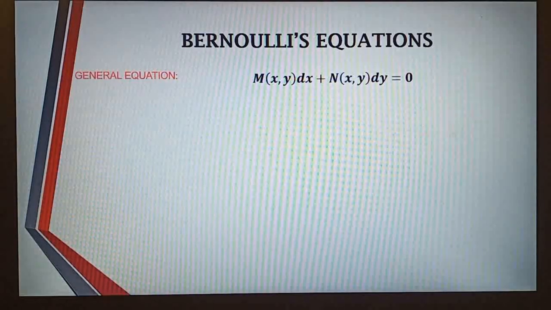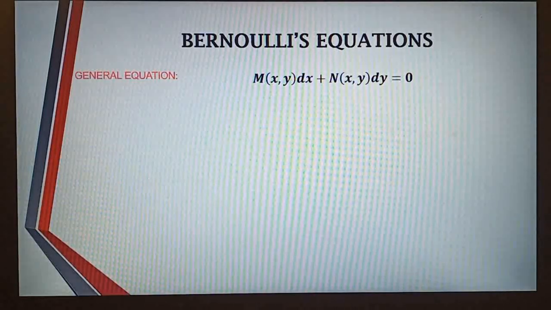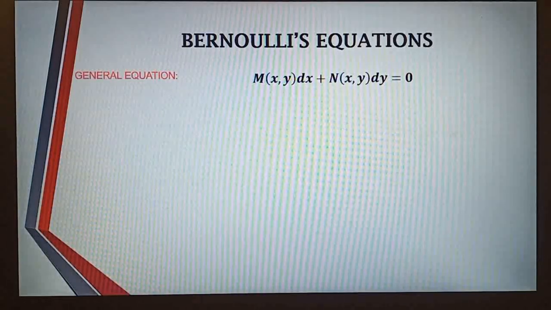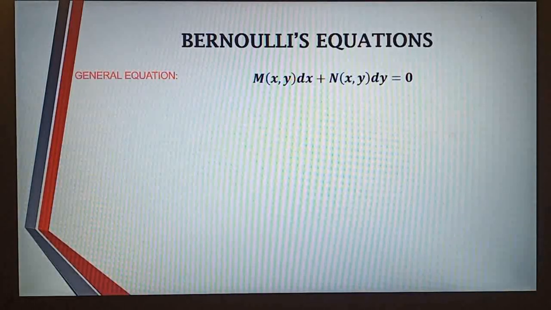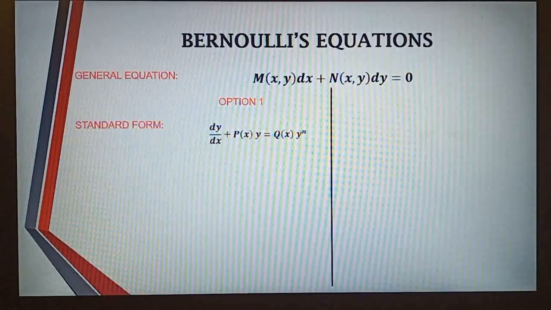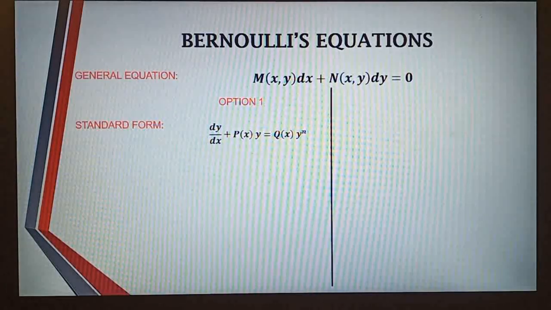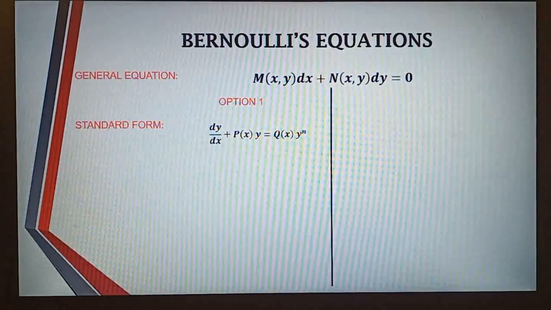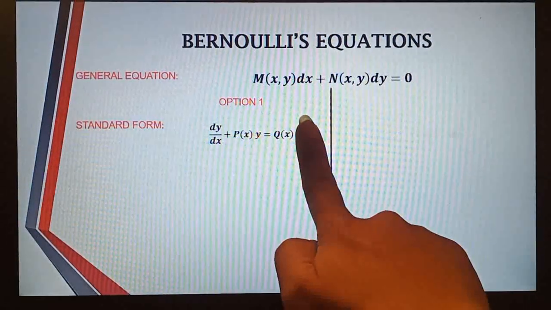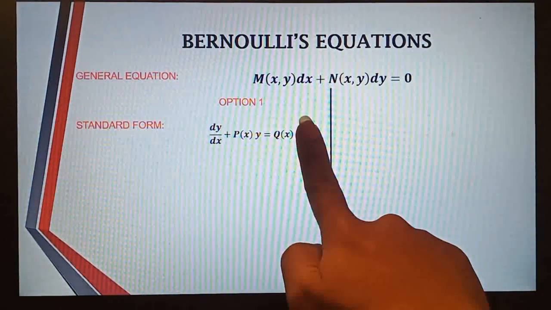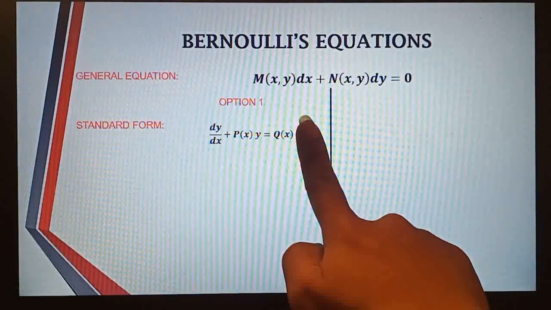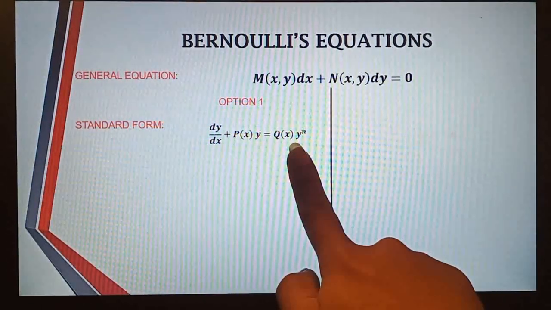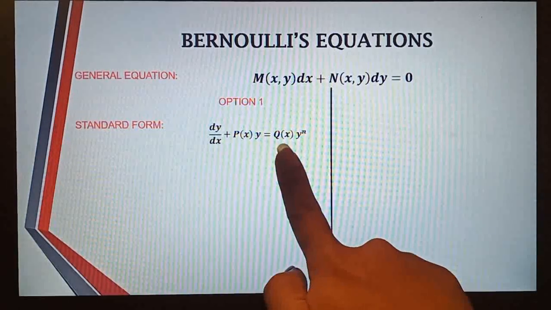M of xy dx plus N of xy dy equated to 0. So you have two options then, like the linear equation. First option is, let's say you have the standard form of dy over dx plus the p of x multiplied to y equated to the q of x multiplied to the y of n. Now, kung linear equation ng usapan, ito yung equation natin. But, kung Bernoulli's equation yung usapan, you have the y raised to n nakamultiply kay q of x.